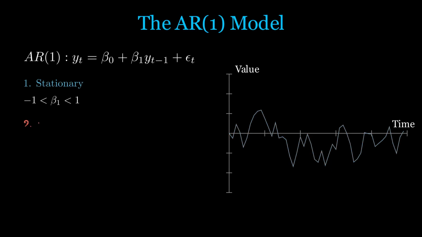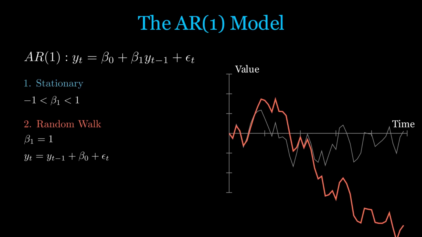If beta 1 is exactly 1, the formula simplifies to the previous term plus a white noise process with drift. We know from the previous video that this is the familiar form for a random walk model. A random walk is non-stationary and wanders off.